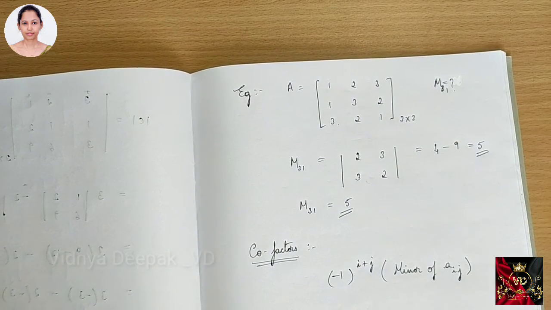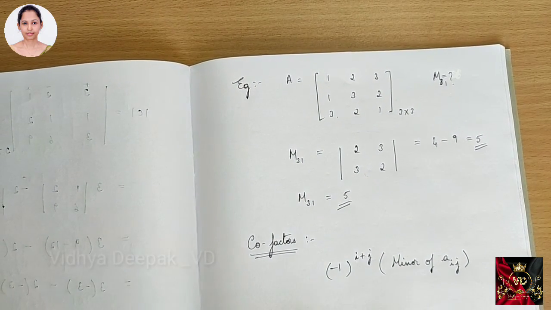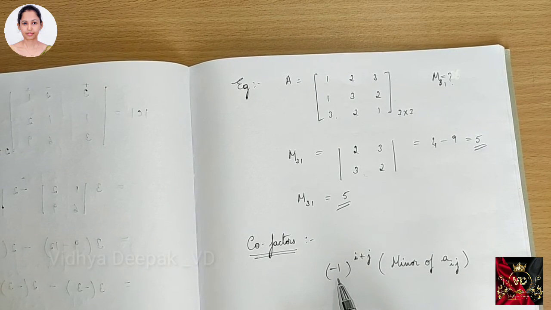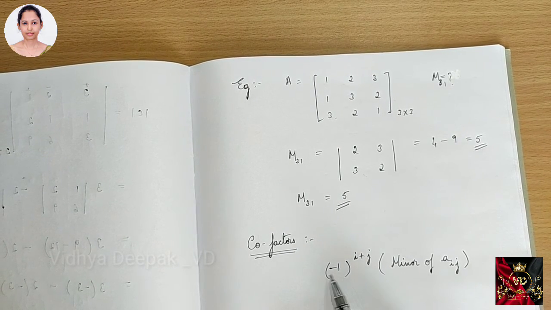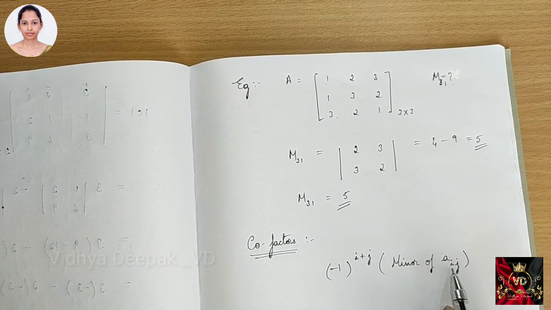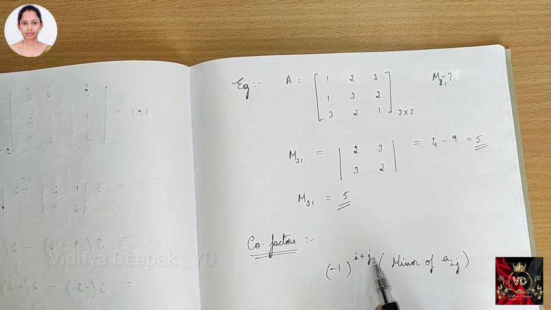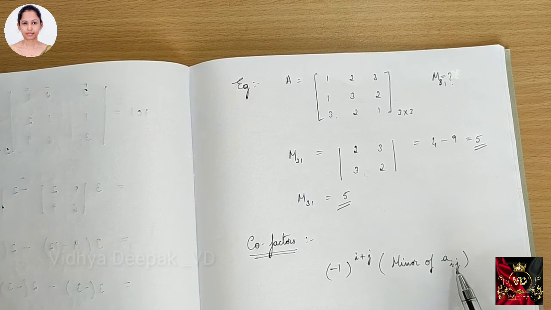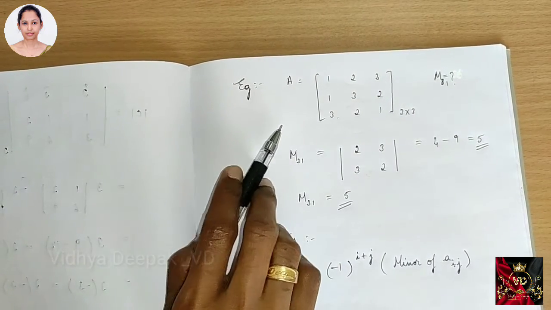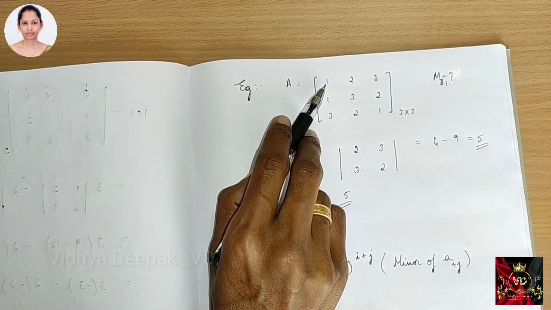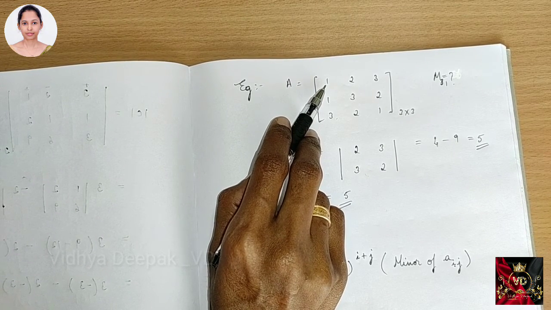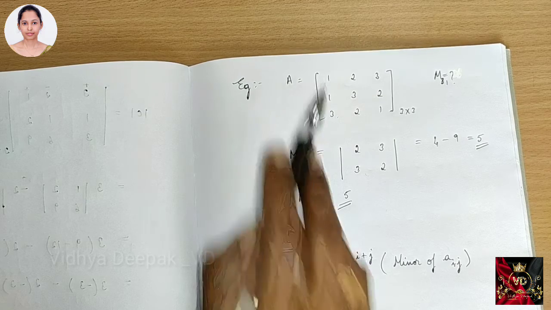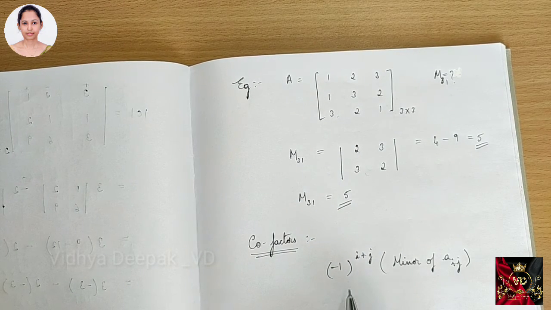So cofactor. What is a cofactor? We can find the cofactor using this formula, that is minus 1 to the power of i plus j into minor of aij. So this i plus j is nothing but this ij. Say in this example, if I take 1 1, a11 is the element. So what will be the cofactor? Minus 1 to the power of 1 plus 1, right?